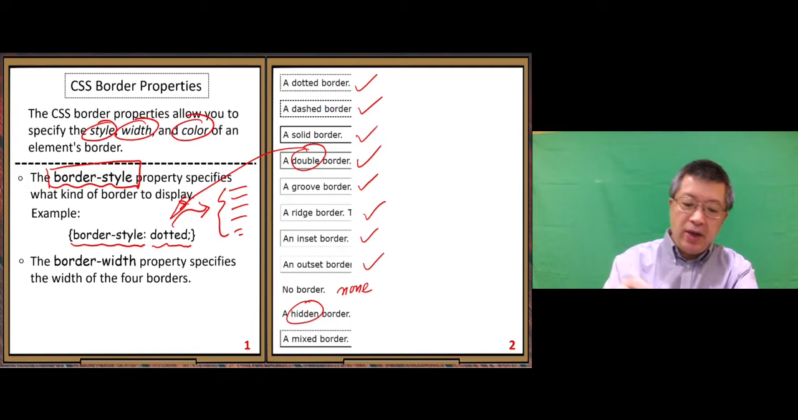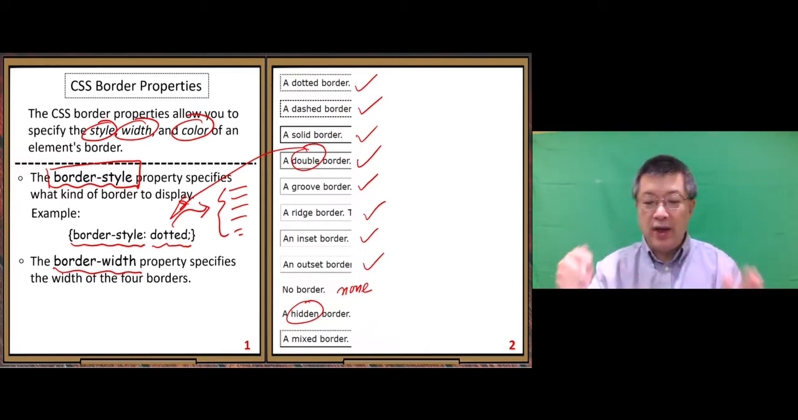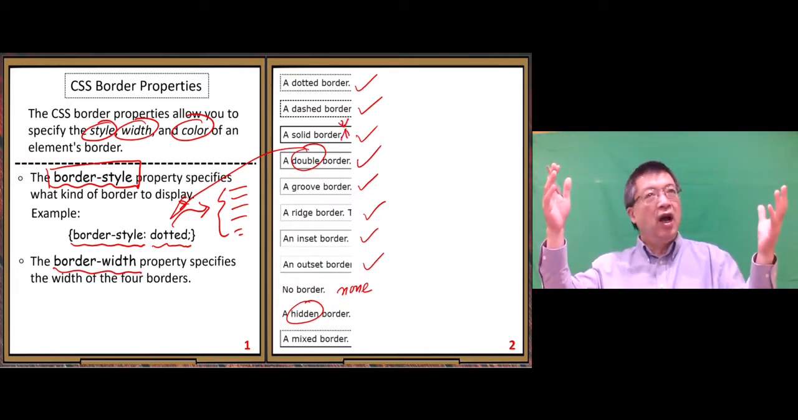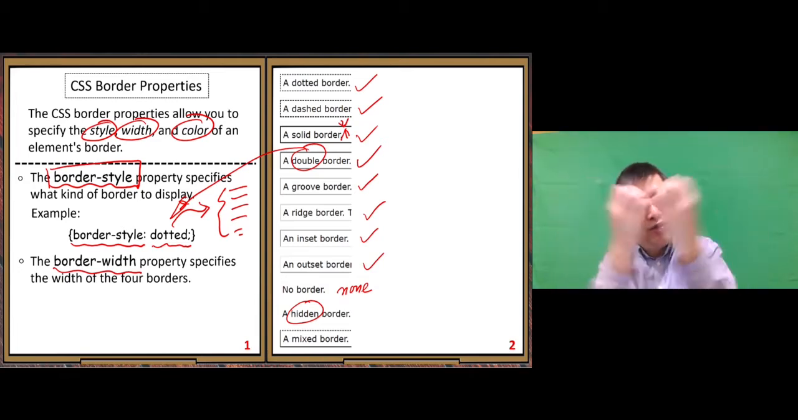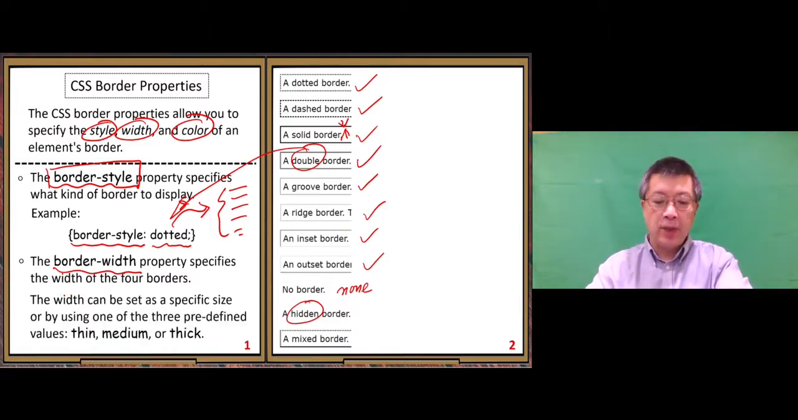The second property is called the border-width property. So now we want to describe the width of the border, right? So the width of the border, like this. How do we describe the width of the border? The thick width, thin width, right? So things like that.